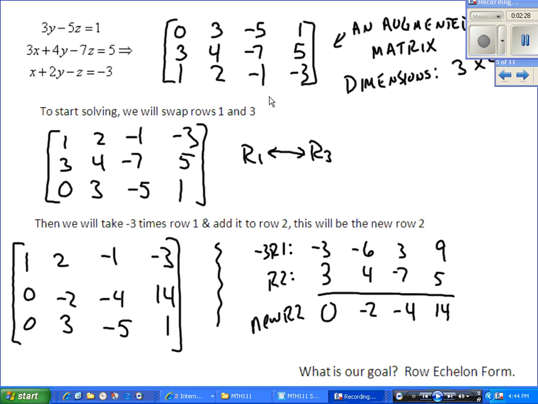So this is an augmented matrix, and it has 3 rows and 4 columns, so we say it's a 3 by 4 matrix. To start solving, we're going to swap row 1 and row 3. That way we get that leading coefficient of 1. That'll be important to us. And we also have a 0 down here. That will also be important to us.